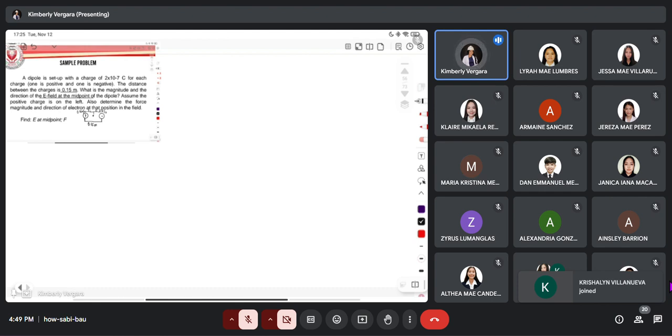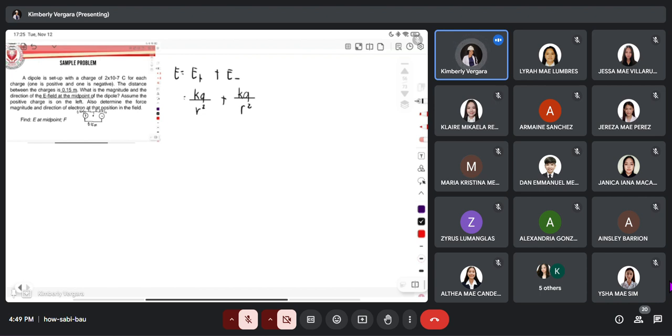So each charge is 2 times 10 raised to negative 7. So E is equal to our electric field due to the positive source, and then also the electric field due to the negative source. Ang formula po natin for electric field, KQ all over by R squared. And then same with this one, KQ all over by R squared.